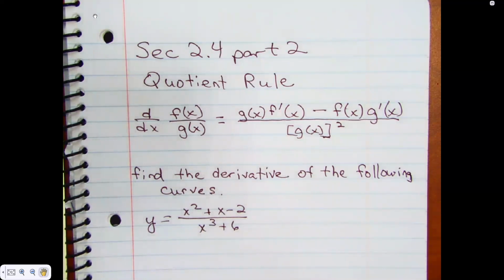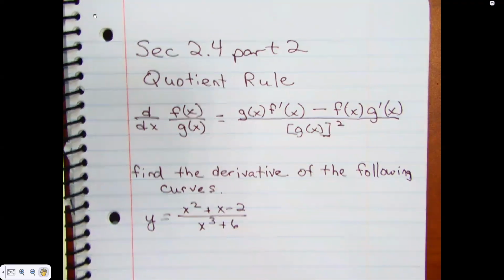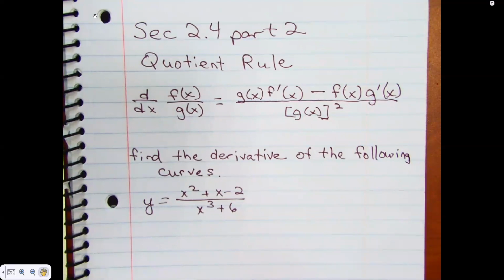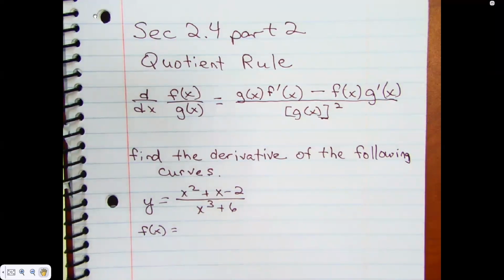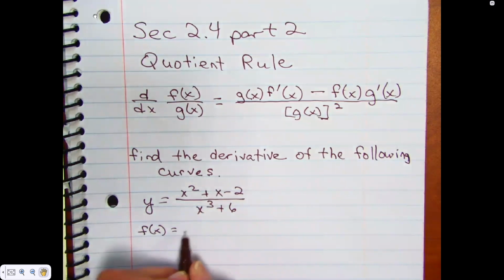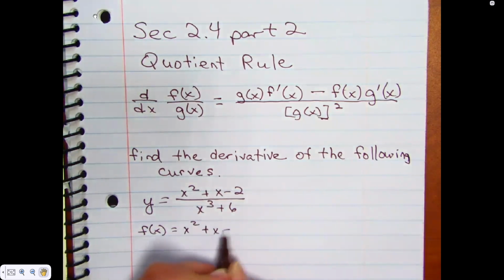Oh, let's see, we're running out. Let me slide this up a little. Let's at least get our chart going, and then I'll switch it to the next page. So what's our f of x? F of x is simply the numerator. Remember again, f of x and g of x are neutral. They're just a way to say, hey, we're talking about the top and the bottom, numerator, denominator. So x squared plus x minus 2.